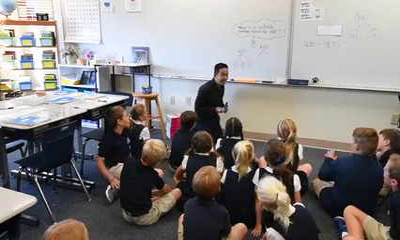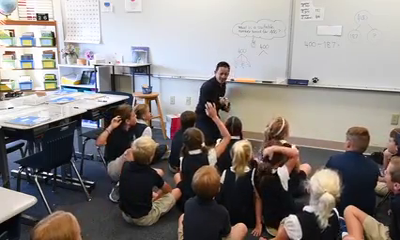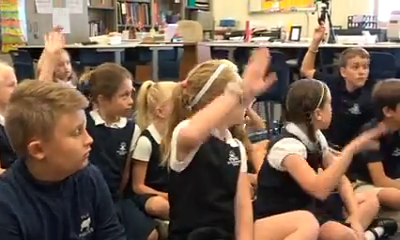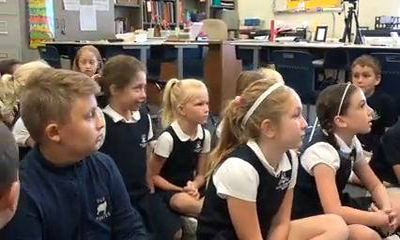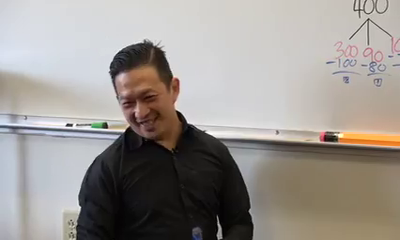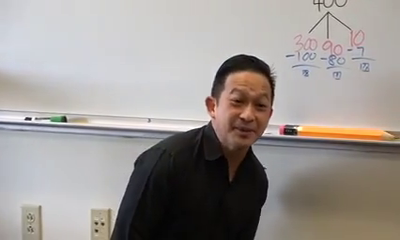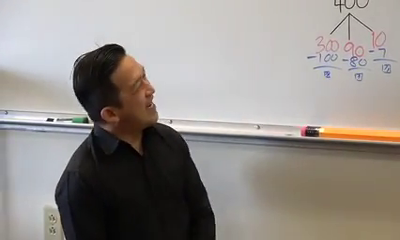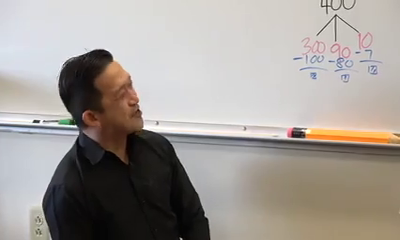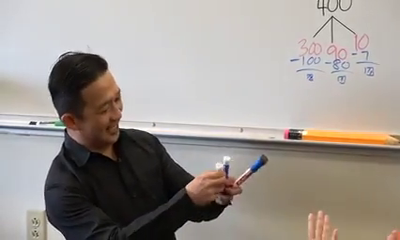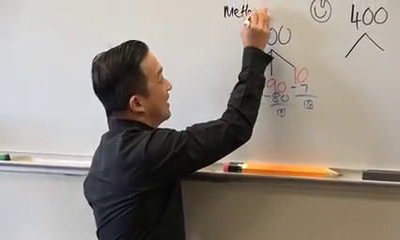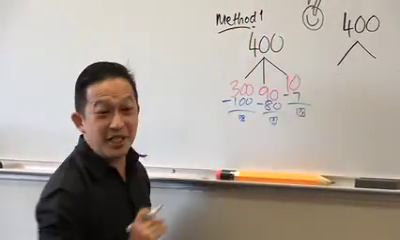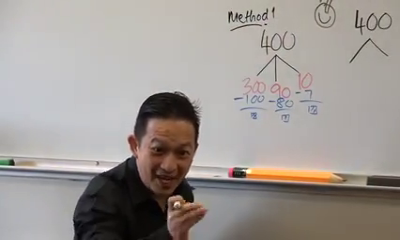What's the answer? 213. What's your answer? 213. And yours? 213. Is that right? Yeah. Do we all agree on the answer? Alright. That's method 1. Thanks for that. Method 2. Is there a different way to do number bonds for 400? Other than this one? So I'll just call that method 1. Method 2. What do you have?